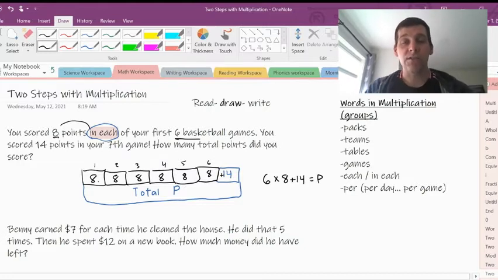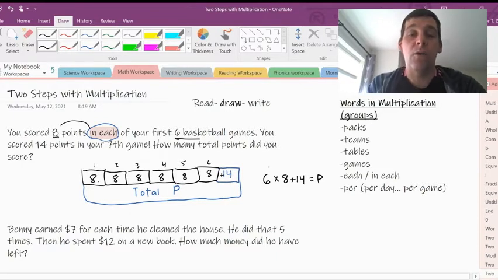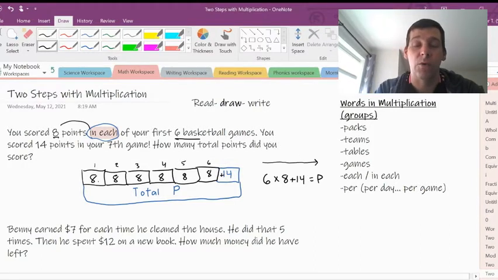Now, when I do this, one thing just to keep in mind is that we work from left to right, meaning we're going this direction. We don't ever go from right to left when we're trying to solve.